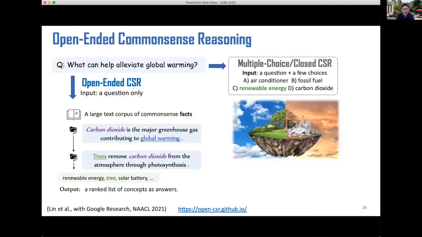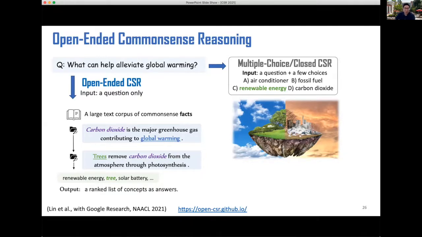At the end of the day, we are asking you to rank all of the concept words and phrases in terms of the plausibility of answering this particular question. And hopefully we see tree ranking in the top places, maybe close to renewable energy. We also want you to provide the specific chain of statements that you used to lead to this answer. So we are also looking for interpretability in terms of how the decision is made by the system.